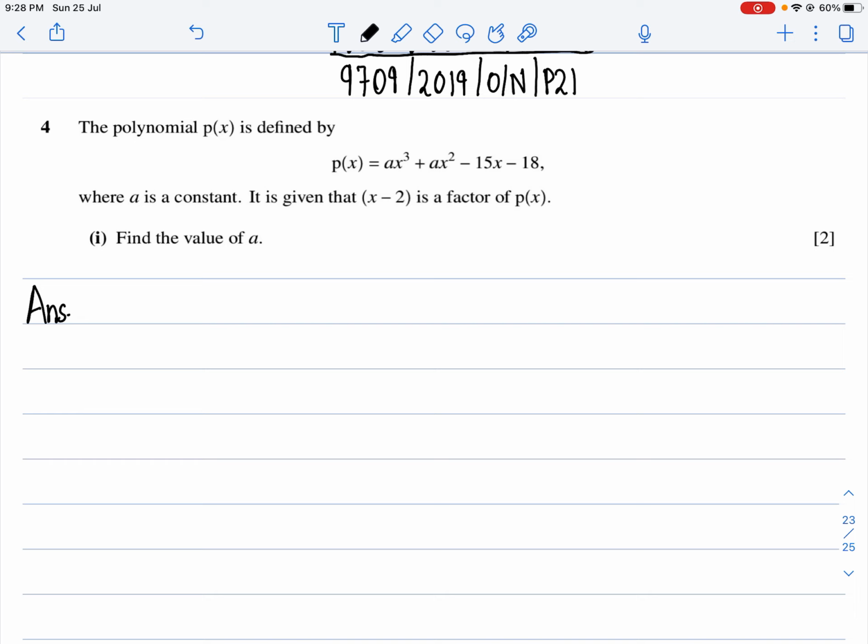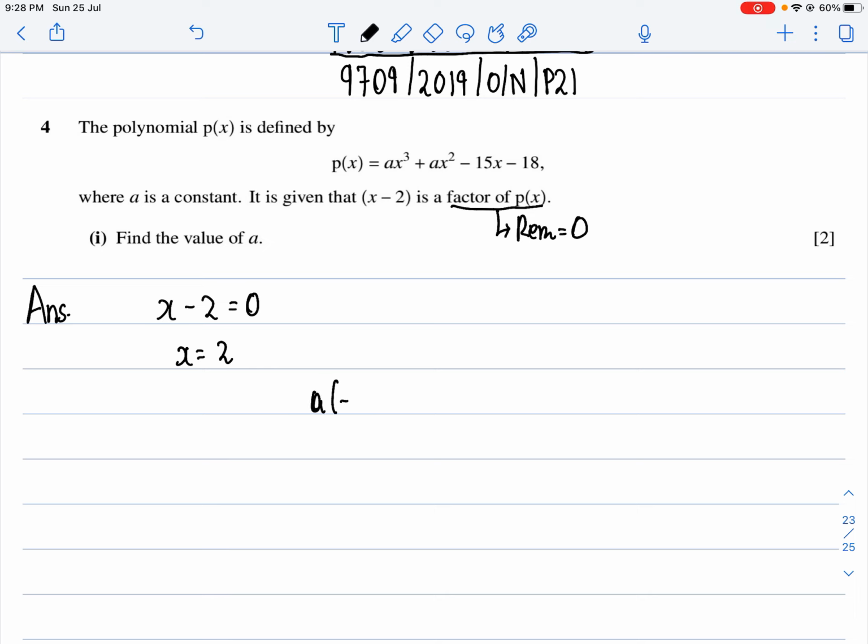And it is given that x minus 2 is a factor of p of x. Factor basically means that my remainder is equal to 0. So I need to find the value of a here. I can simply write x minus 2 equal to 0 first, so I get my x as 2. Now I can plug in this value of x in the p of x.